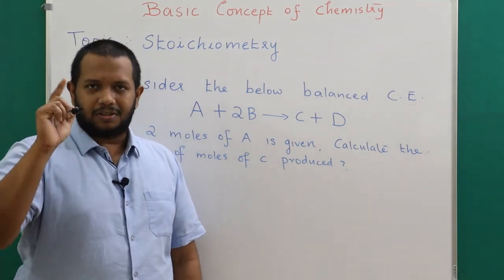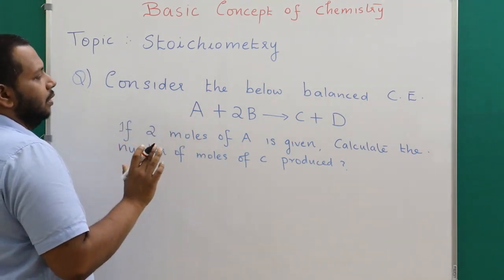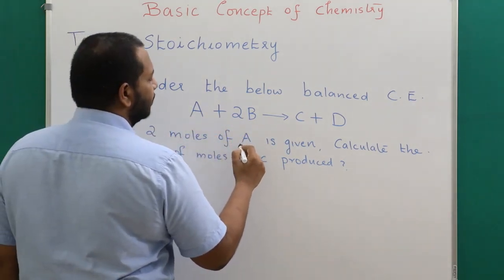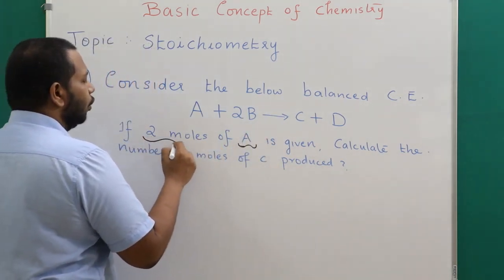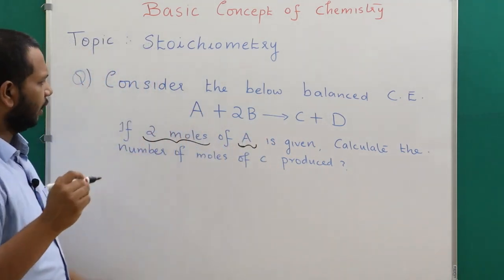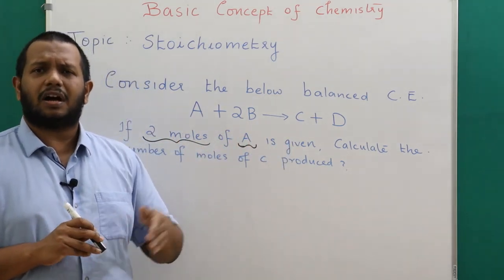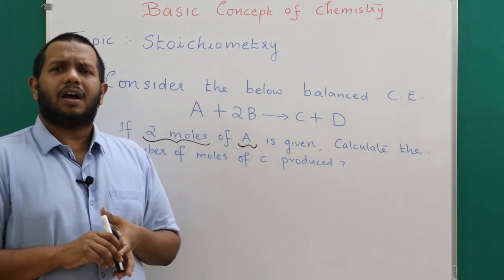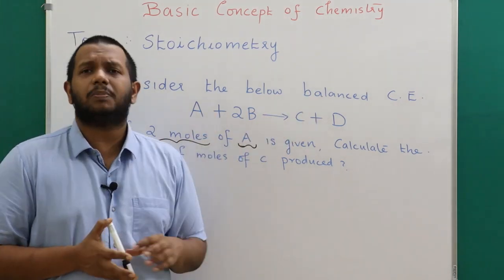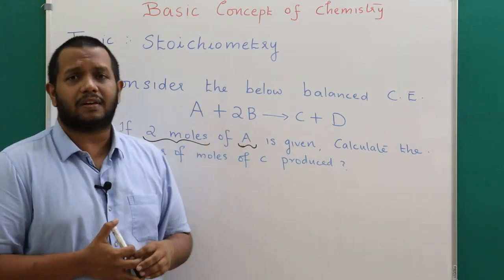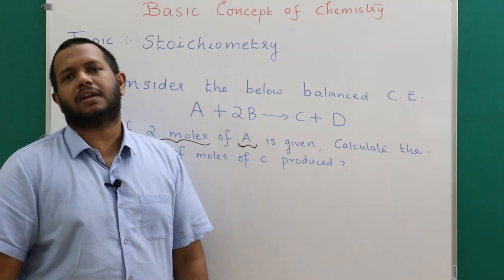The first step is to understand what they have given you. They have given only the quantity of A. If 2 moles of A is given, here start the doubts of students. They will ask, sir, if only A is given, then how can we prepare C and D? Sir, B is not there, right? Normal question, very good question, I can say.